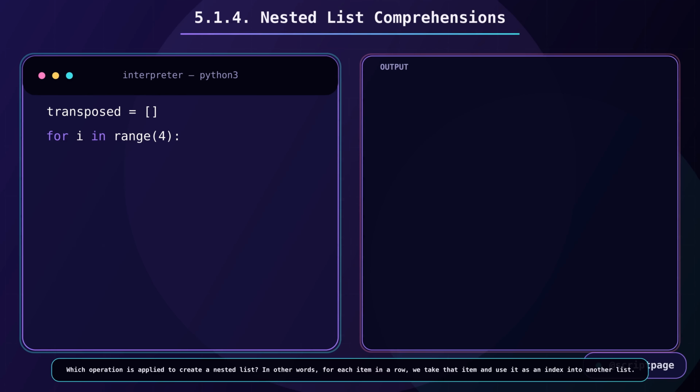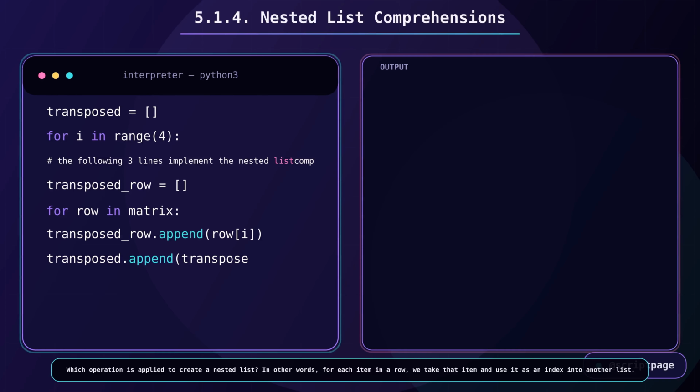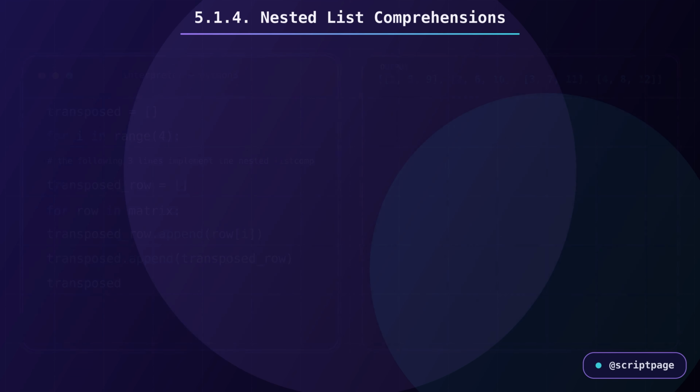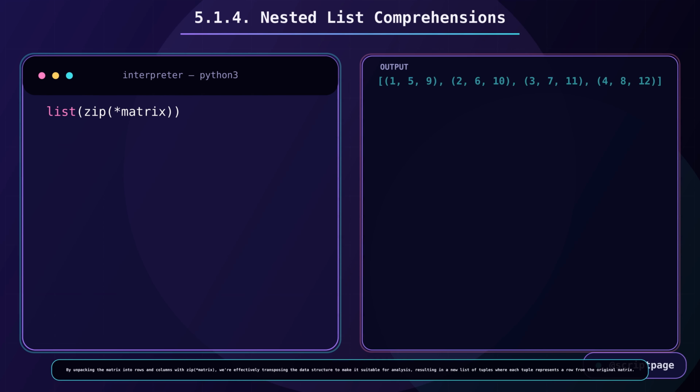Which operation is applied to create a nested list? In other words, for each item in a row, we take that item and use it as an index into another list. By unpacking the matrix into rows and columns with zip * matrix, we're effectively transposing the data structure to make it suitable for analysis, resulting in a new list of tuples where each tuple represents a row from the original matrix.